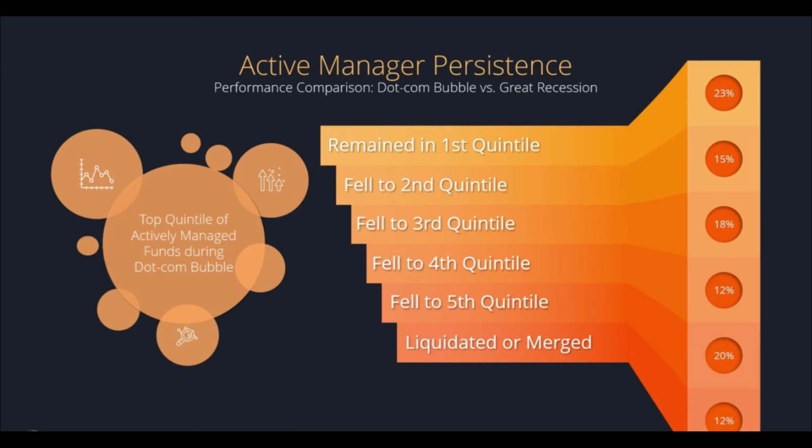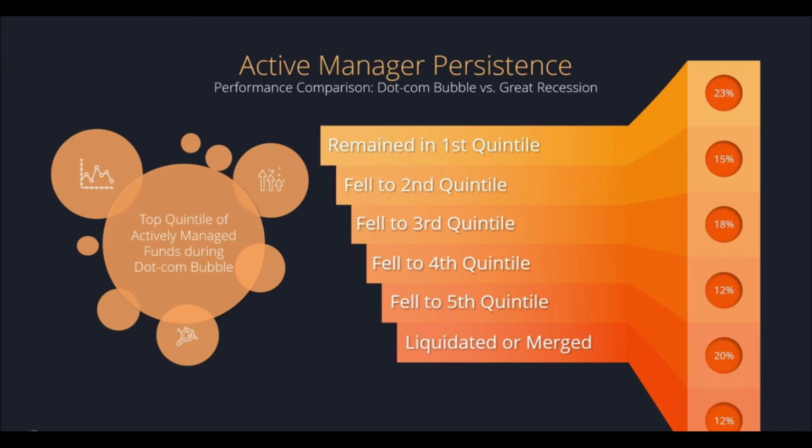Only 23% of those funds remained in the top 20%. And you can see it's fairly well distributed between the second quintile, the third quintile, the fourth quintile, the fifth quintile, and liquidating, okay? It was just as likely for you to be in the first quintile, that is the top 20%, as it was for you to be in the bottom 20%, going from the dot-com bubble to the Great Recession. So, in other words, these managers that performed well during the dot-com bubble were not a safe bet during the Great Recession.